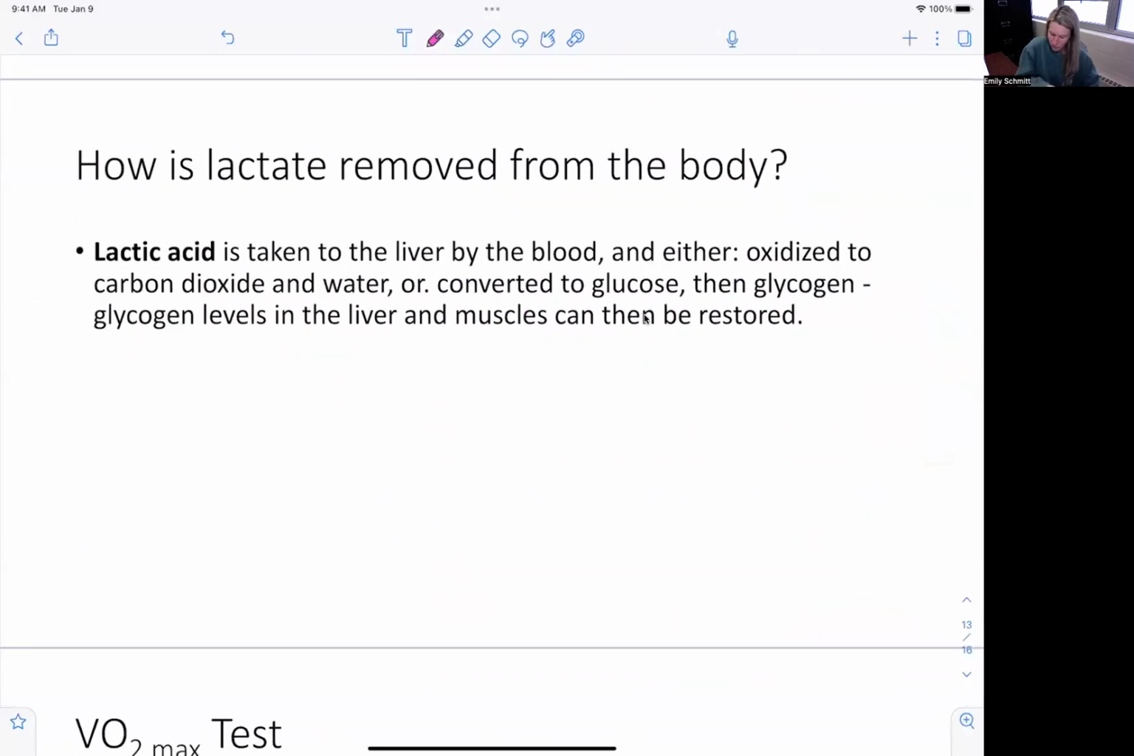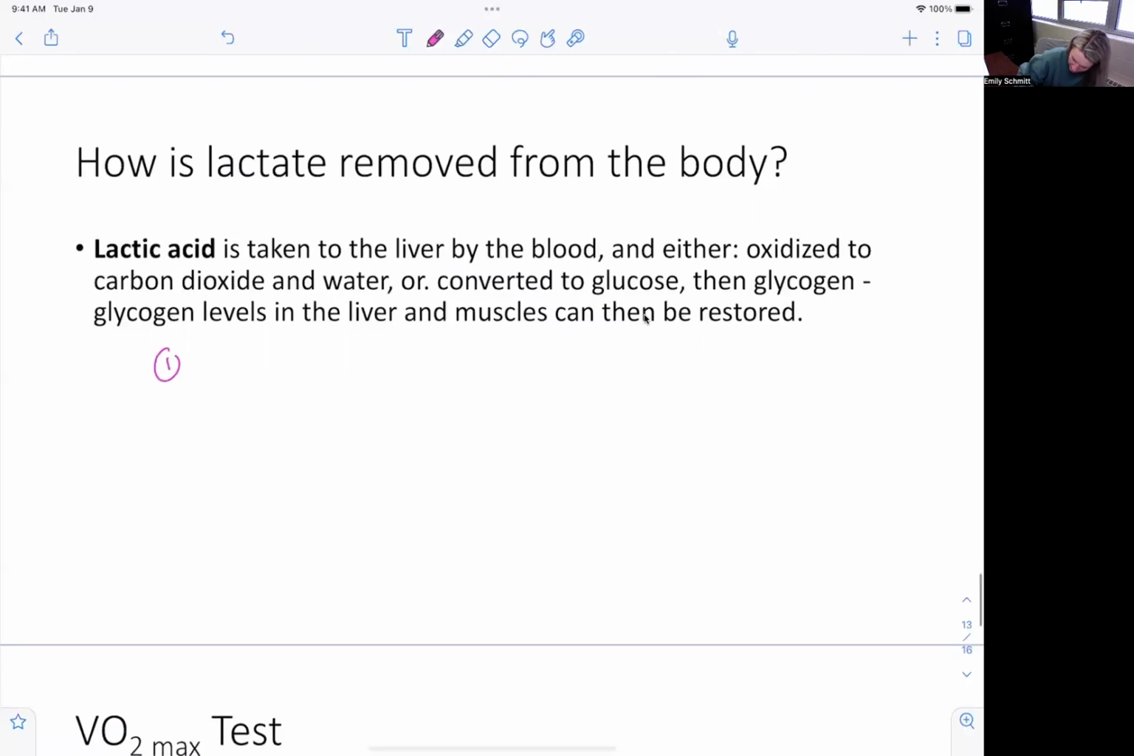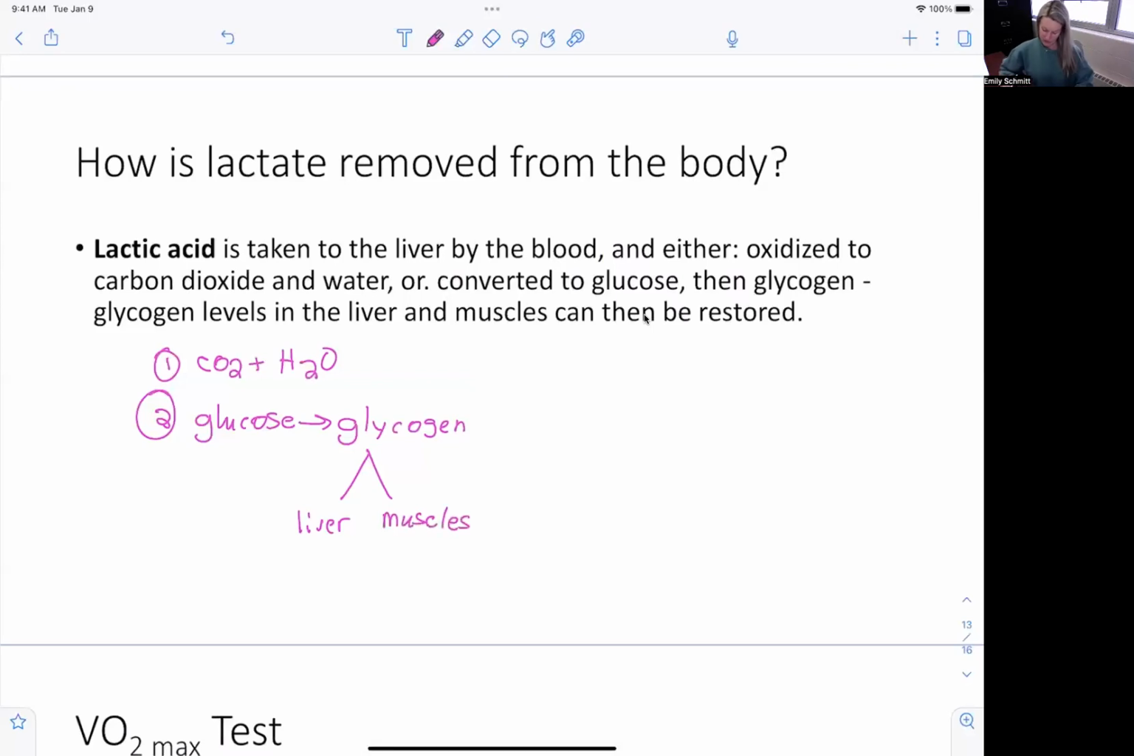So how is lactate removed from the body? It's taken to the liver by the blood, and it's either oxidized to carbon dioxide and water, or it's converted to glucose, then glycogen, to be stored in the liver and the muscles, so that it can later be used. So the first one, it is either taken to the liver by the blood, and it's oxidized as either carbon dioxide and water, or it's converted to glucose and then glycogen to be stored in the liver and muscles to then later be used if needed.